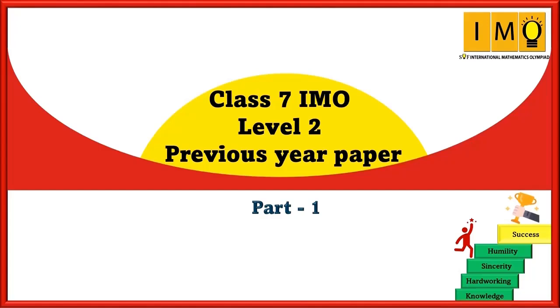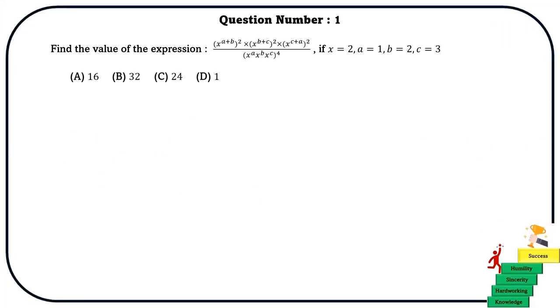Class 7 IMO Level 2 previous year paper. Question number 1. Find the value of the expression if x is equal to 2, a is equal to 1, b is equal to 2 and c is equal to 3.